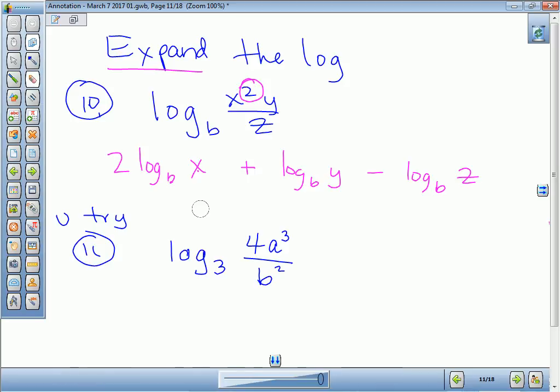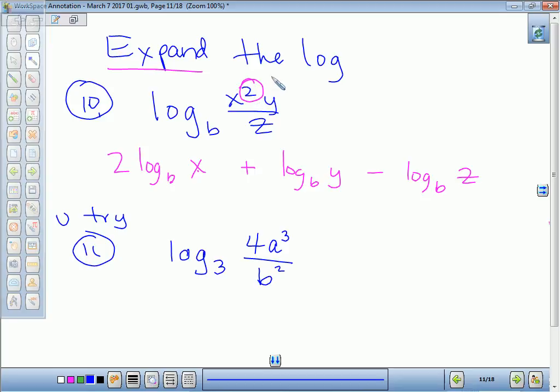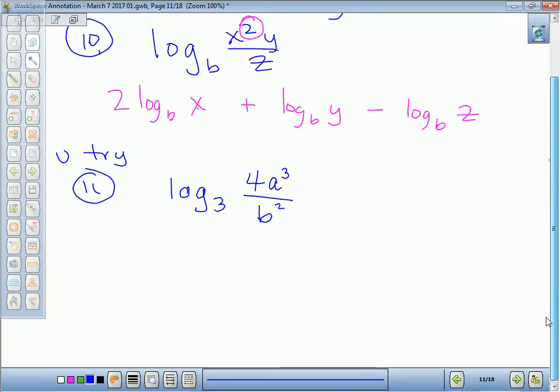Okay, so let's take a look at expanding. It's the reverse. You just break it apart. So times becomes addition. The powers come out in front, but only in front of what was raised to that. And division becomes subtraction. That's all there is to it. It's the reverse of what we just did.